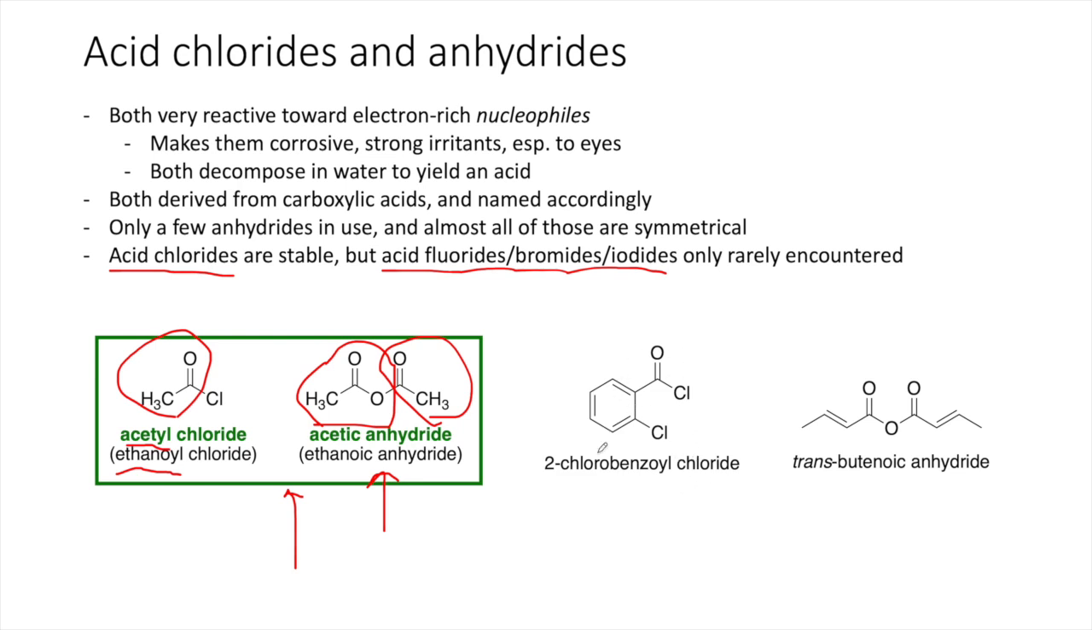Again, how do we name them? We name them like we would name the acid. So this is a 2-chlorobenzoic acid derivative, but then we cut it short and say benzoyl chloride. That's the acid chloride. And here, this is a trans-butenoic anhydride. It really should be trans-2-butenoic anhydride. Again, derived from the acid.